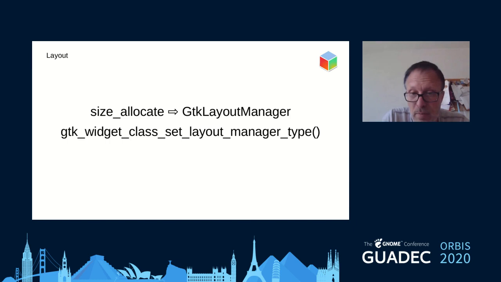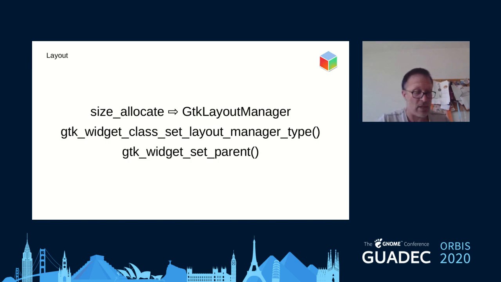Now, having a layout manager is not very interesting if you don't have any child widgets to arrange. So you probably want to create child widgets as well. And usually that is done in the widget's init function. And so you create the widget, and then you need to make them a child, which is done by calling gtk_widget_set_parent. We'll see an example of that in a little bit. One thing I wanted to mention before doing that is if you make a widget a child of your custom widget by calling gtk_widget_set_parent, then you are responsible for cleaning up when your widget is going away. Usually that's done in the dispose function by calling gtk_widget_unparent.